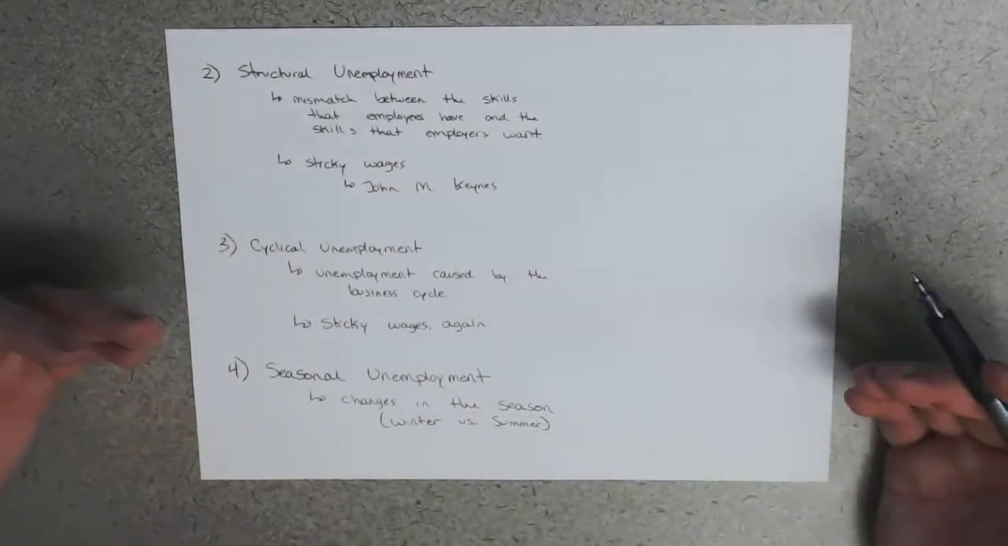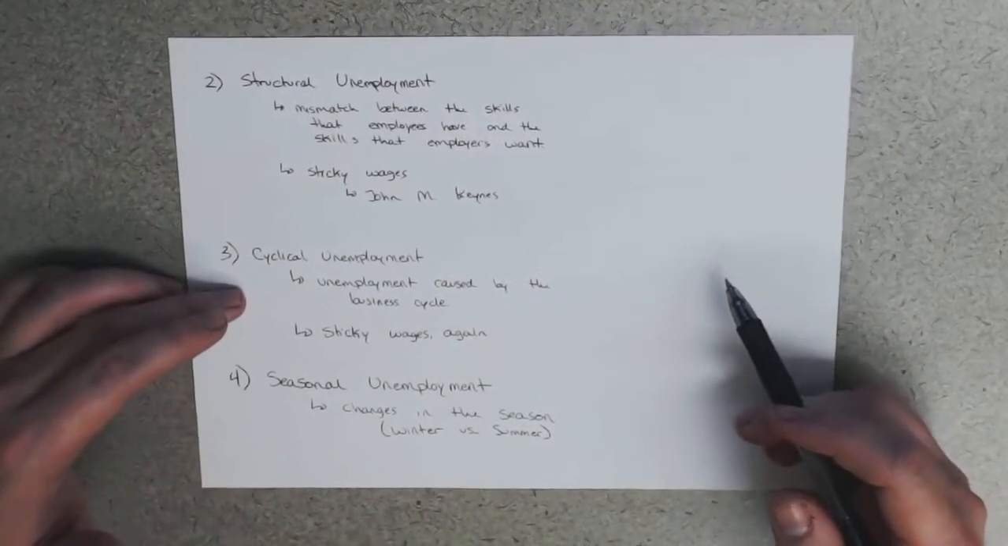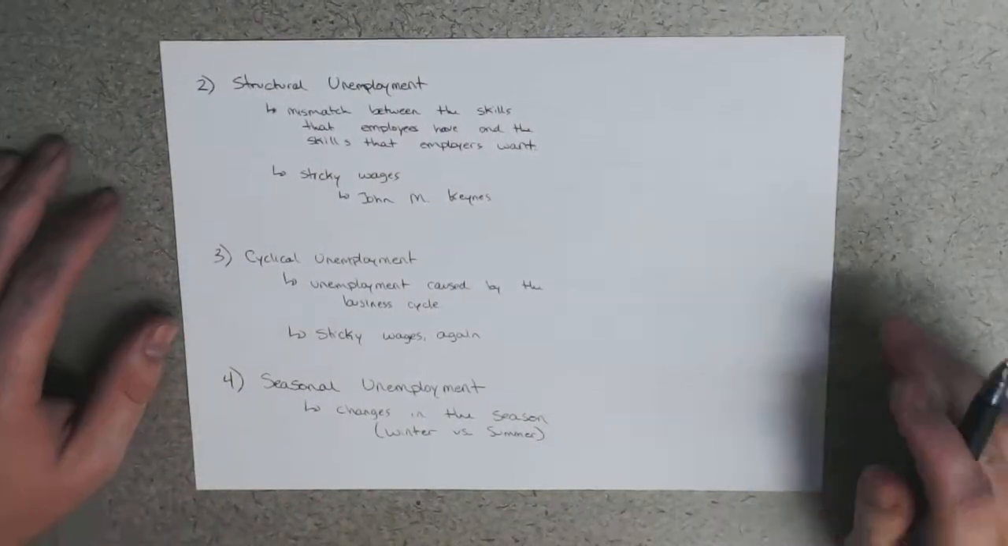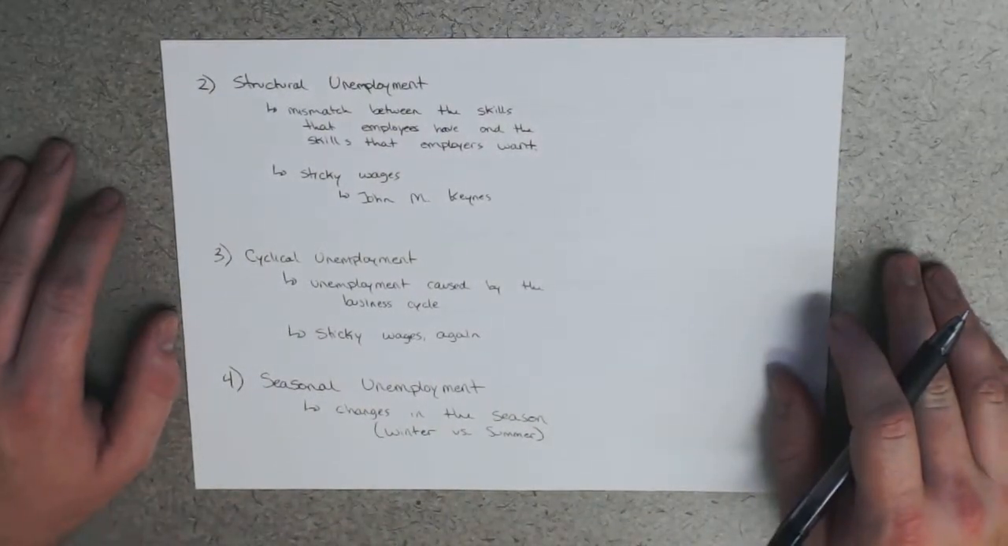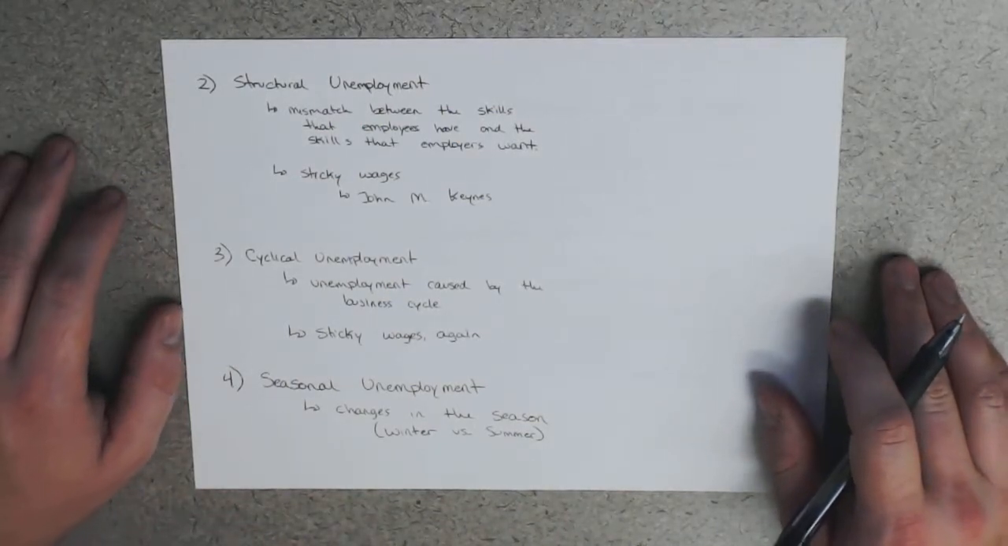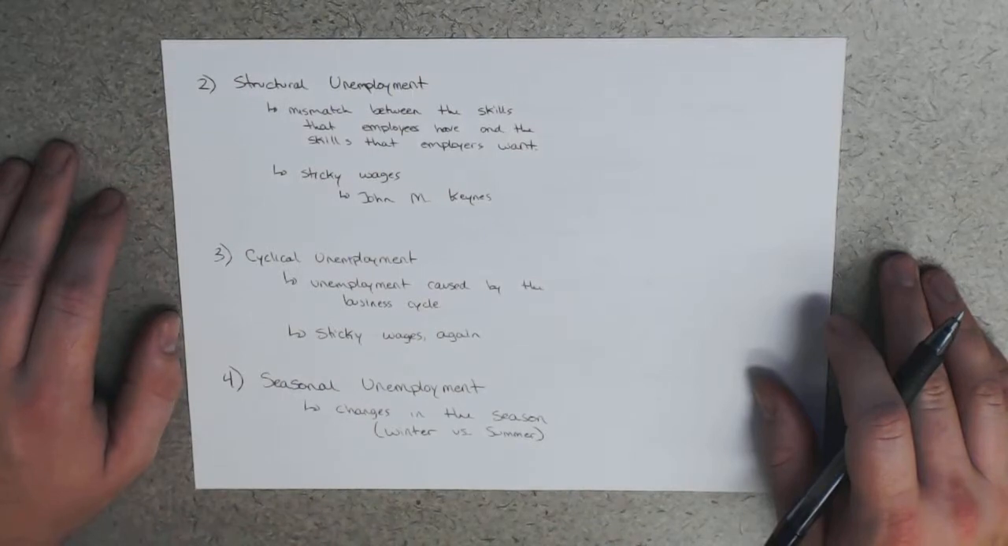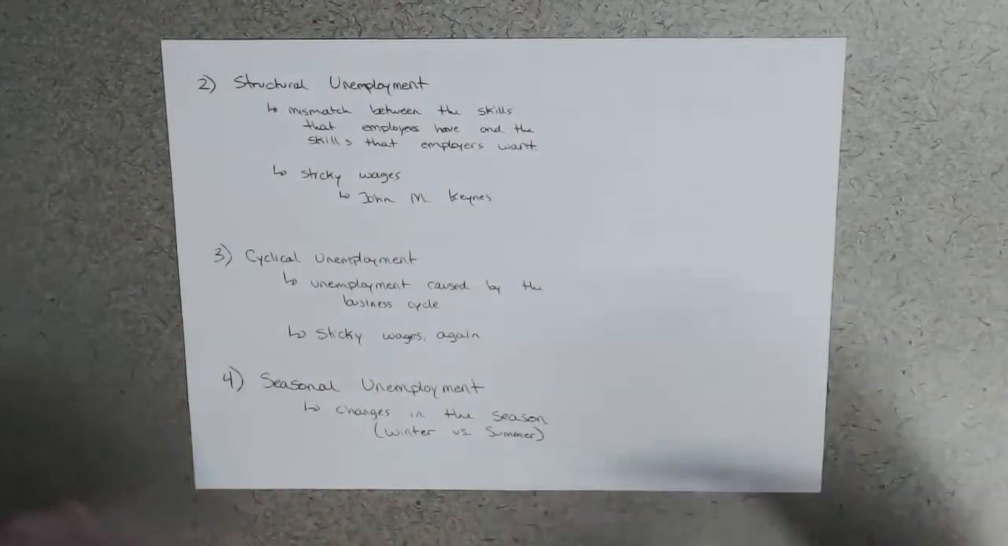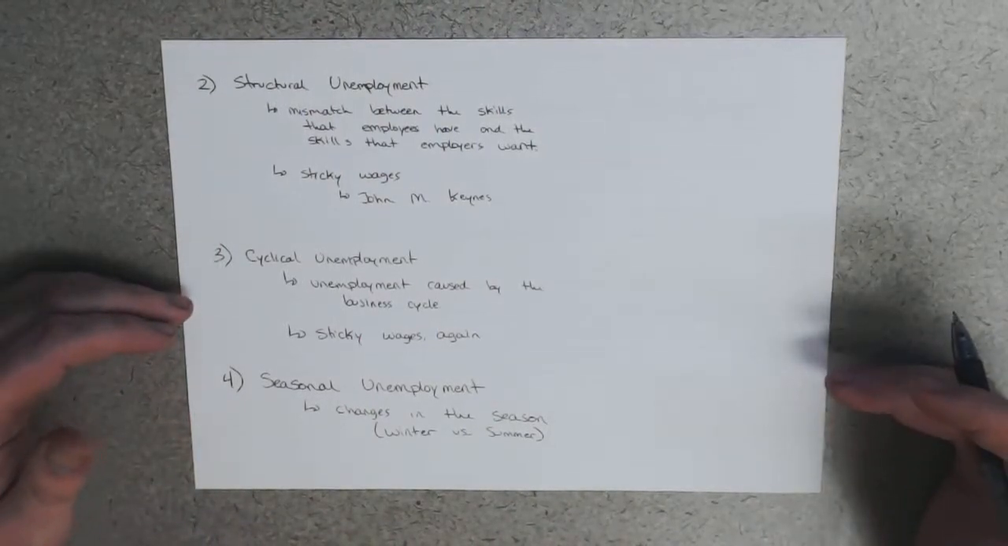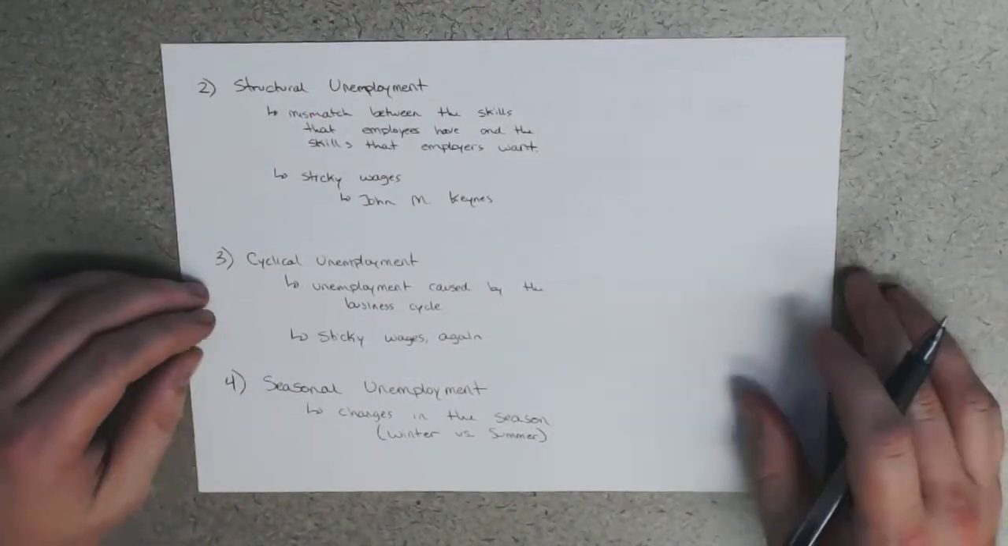And these are independent of business cycles, right? So it doesn't matter how great the economy is in July. Boyne Highlands is not going to hire a person to groom their ski hills because guess what? No one's skiing, okay? And it doesn't matter how bad the economy is going in July, there's probably going to be some work somewhere for someone to wash a boat in northern Michigan. Okay, so seasonal unemployment is unemployment caused by changes in the season.